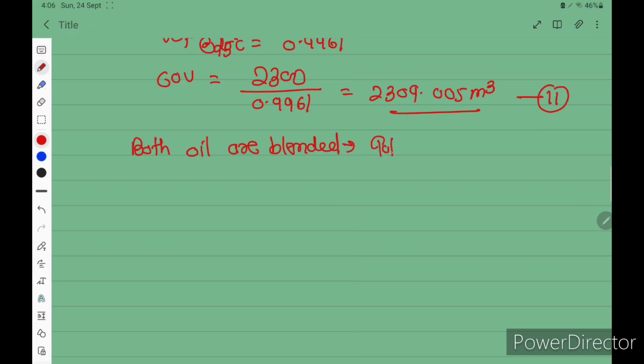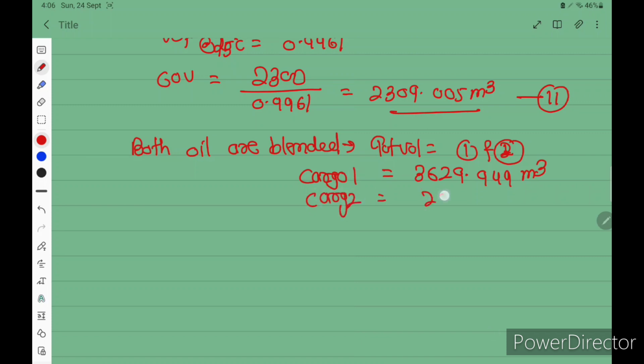So total volume is equal to cargo 1 and 2, we have to add. So 3629.949 meter cube, first cargo 1 and cargo 2 we get 2309.005 meter cube. We have to add and we get 5938.954 meter cube. Okay, this is total volume.